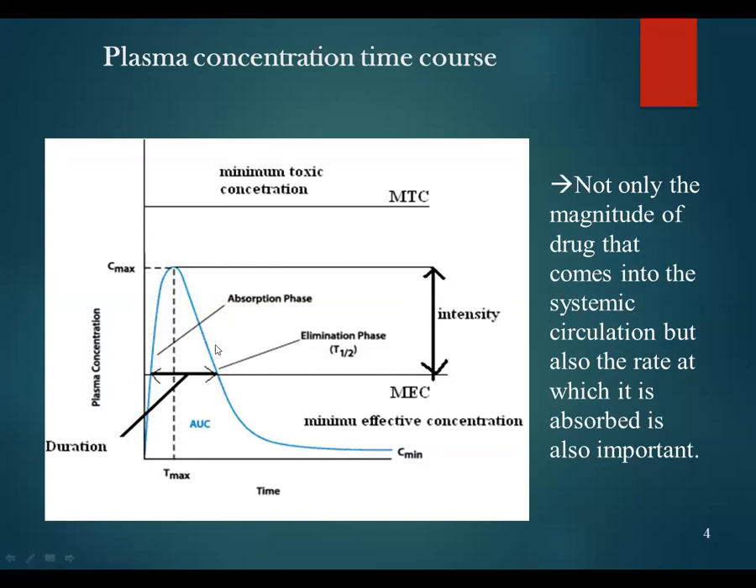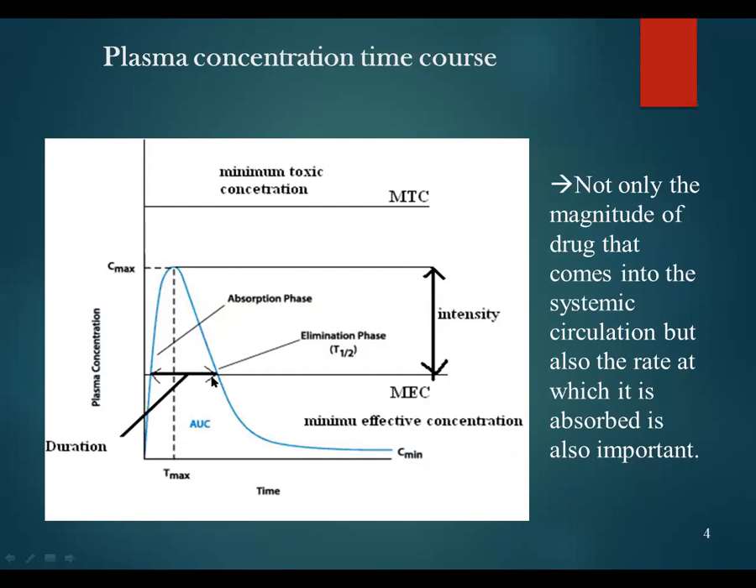The broad peak means the intensity of action is very slow. So the intensity of the action can also be decided based on the sharpness of the curve. There's one more thing here which you can also understand, which is the duration.